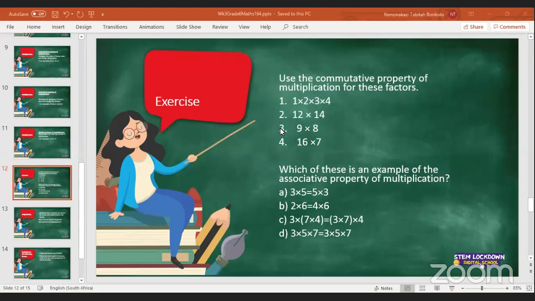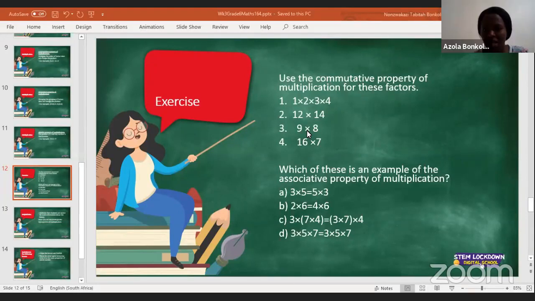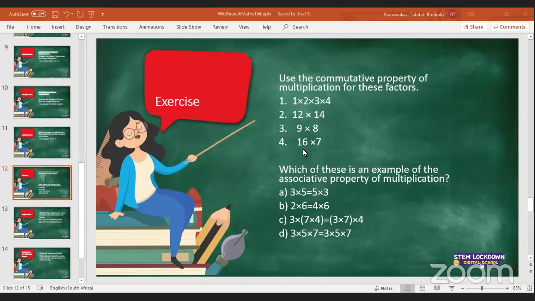Ma'am, it is 72. We have 9 multiplied by 8. And also on our right hand side will be 8 multiplied by 9. The answer is 72. Okay, the last one. Who wants to do the last one? 16 multiplied by 7.